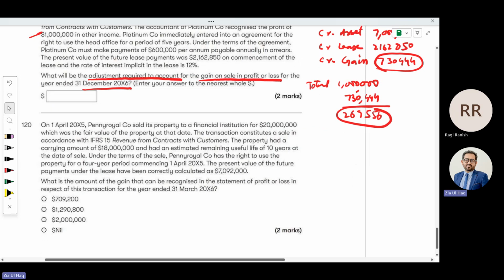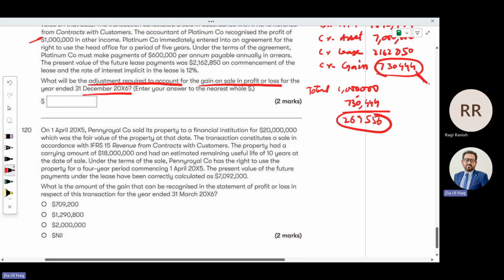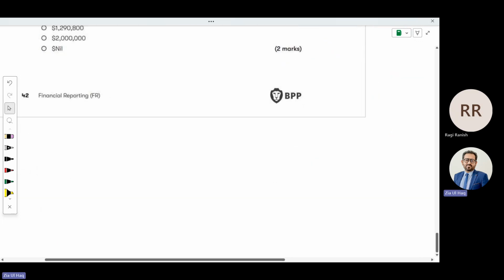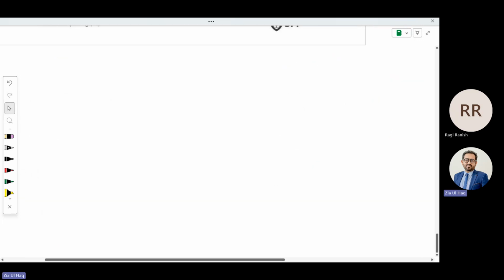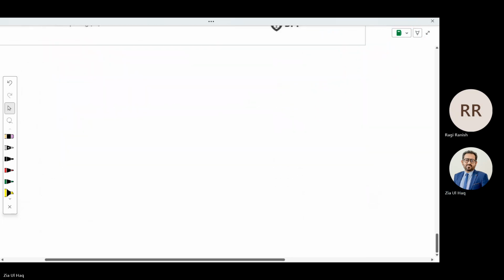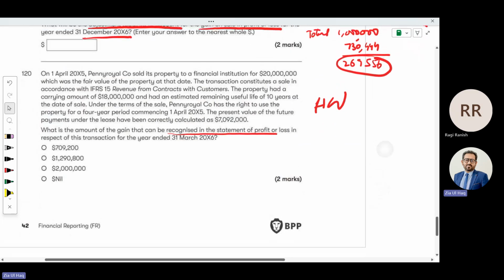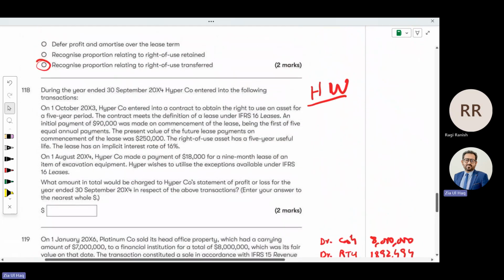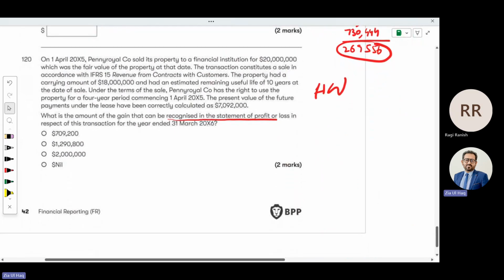And in question 120, they have asked for this profit, meaning what is the amount of the gain that can be recognized in the statement of profit or loss on the sale and leaseback? And this is your homework. And question 121 is also your homework. Where is that? You can find that from your book. So 118, 120, and 121 are your homework. Chapter finished.